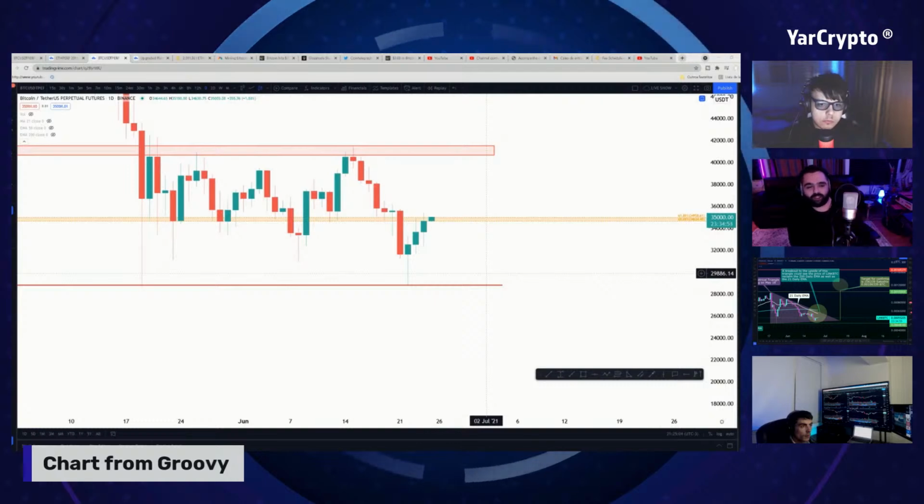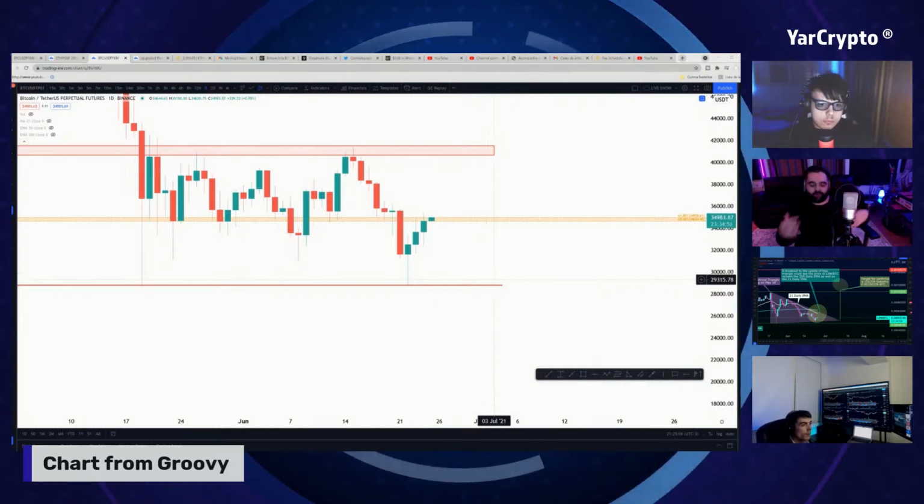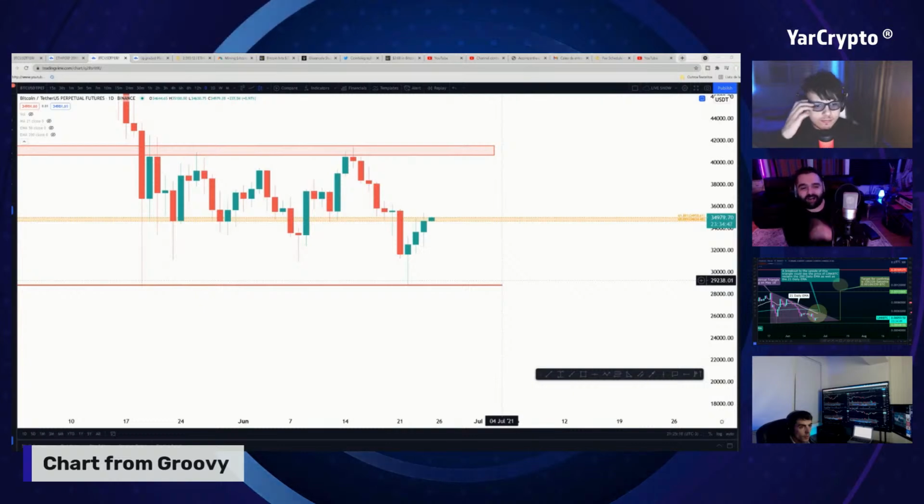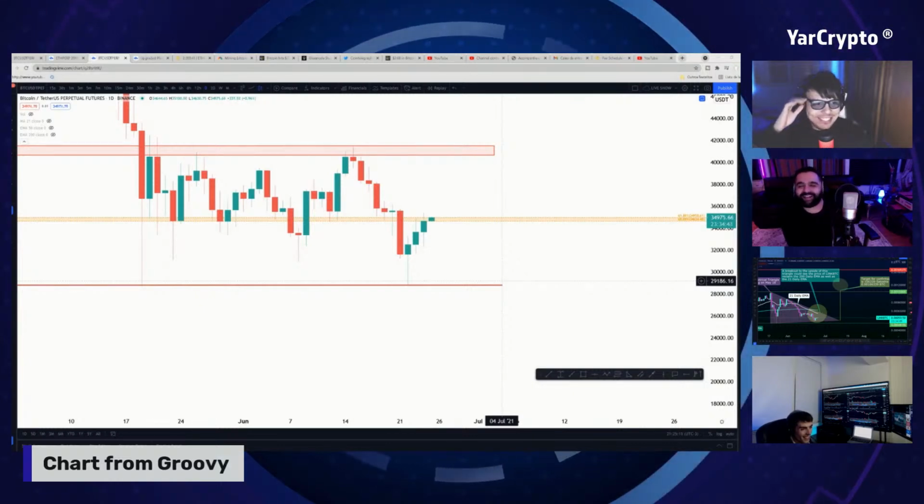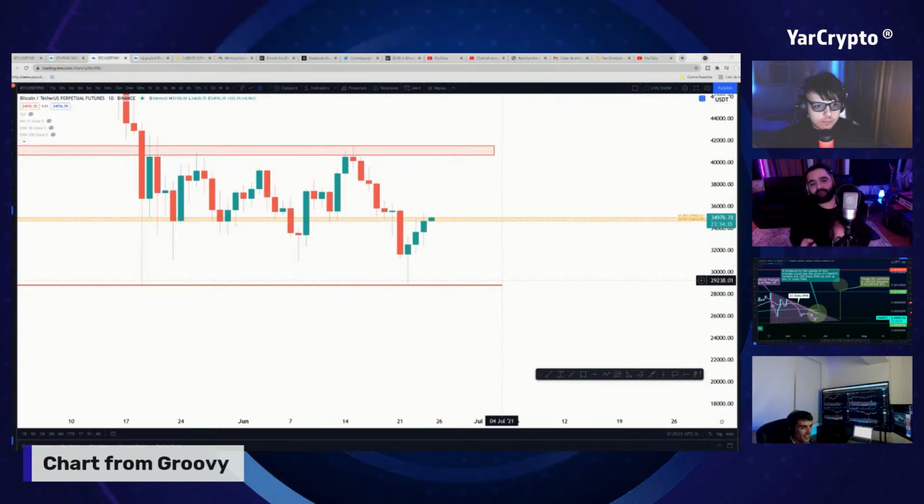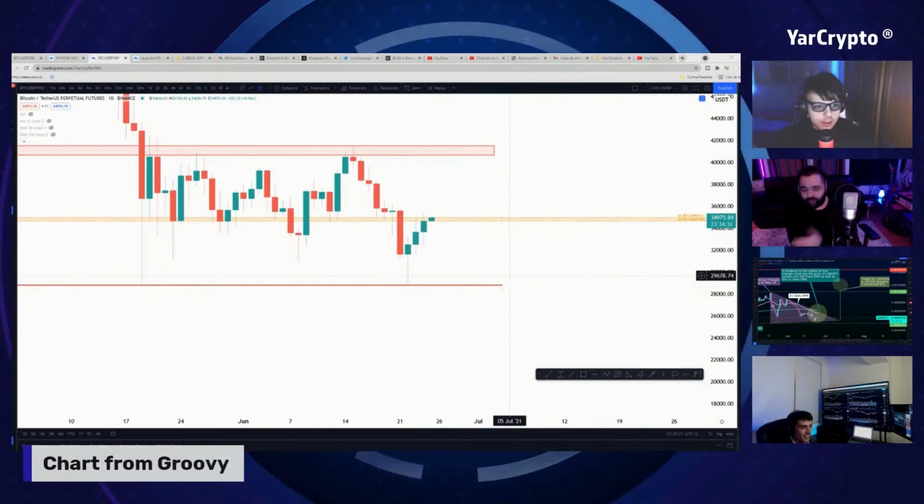Always wait for confirmation. I remember when us guys started trading together, something that I always heard Groovy say was, "I'm waiting for confirmation." So I was like, okay, maybe he's onto something. I'm just going to wait to see what that confirmation is. And then I realized it was just, when the breakout happens, that's great, but wait for the retest, guys, because, have you guys seen a candle wick?